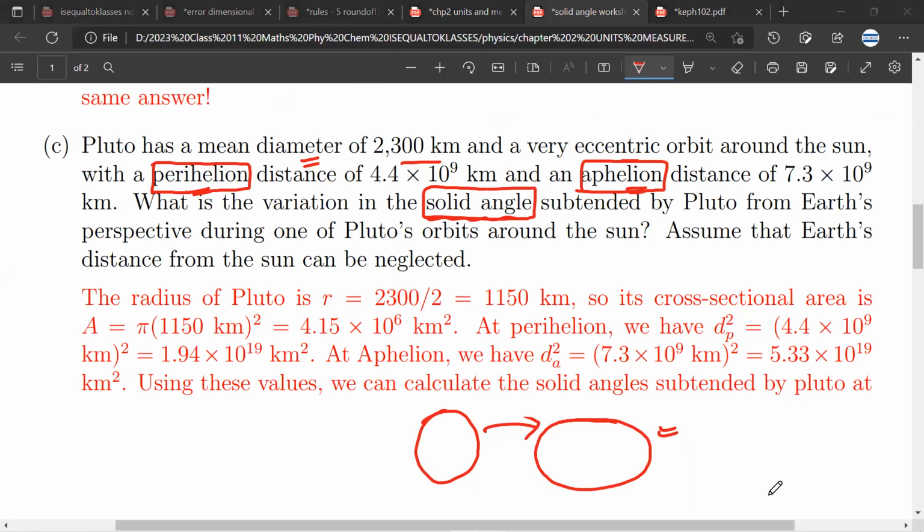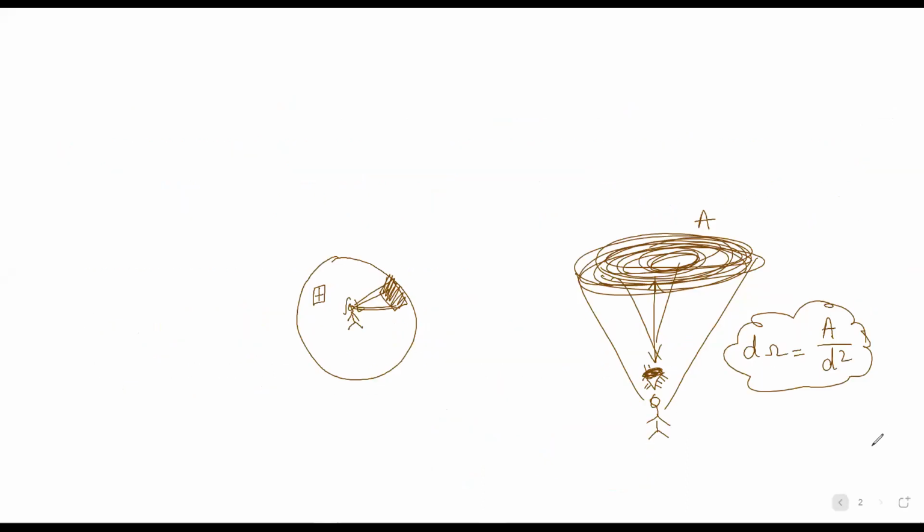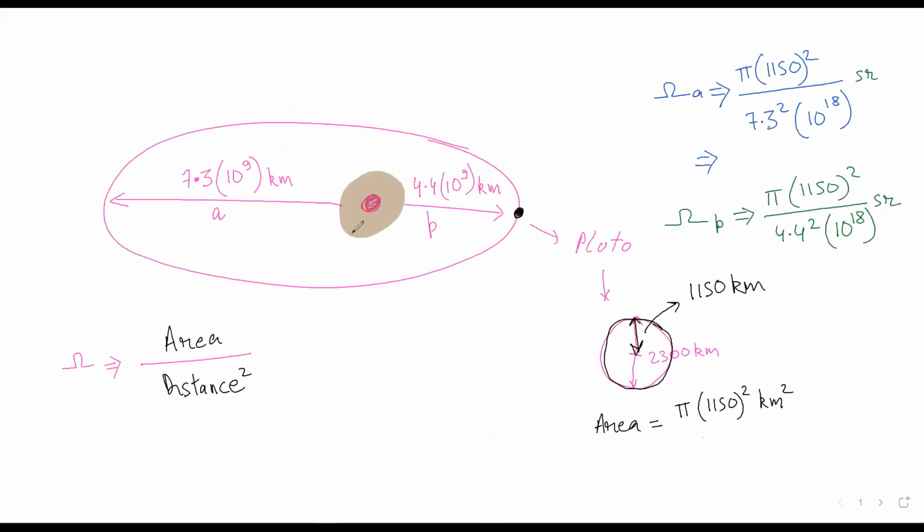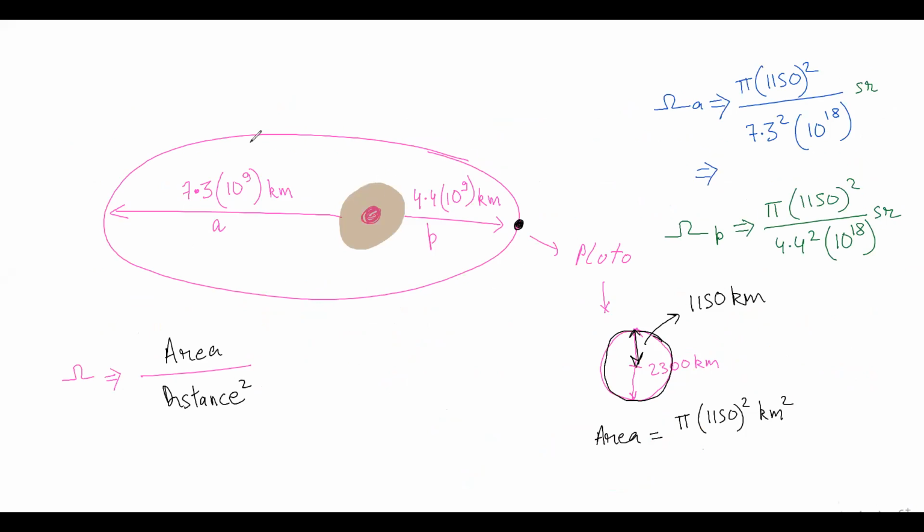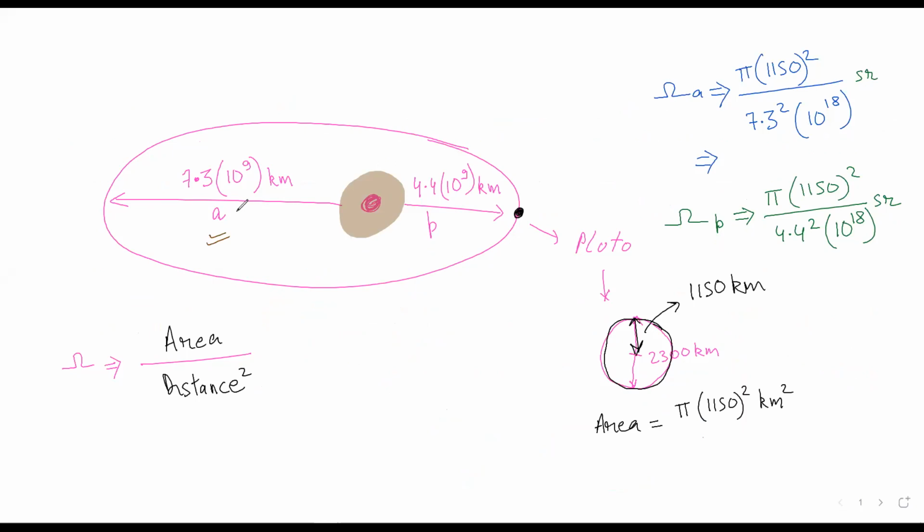So, this is the situation that we have with respect to Pluto. Can you see the whiteboard? Okay. So this is the situation with respect to Pluto, that the farthest distance, apogee, is 7.3 into 10 raised to power 9 kilometer, and the shortest distance between Sun and Pluto is 4.4 into 10 raised to power 9 kilometer. This is the shortest distance. Now we have understood the definition of a solid angle. Solid angle is area upon distance square.